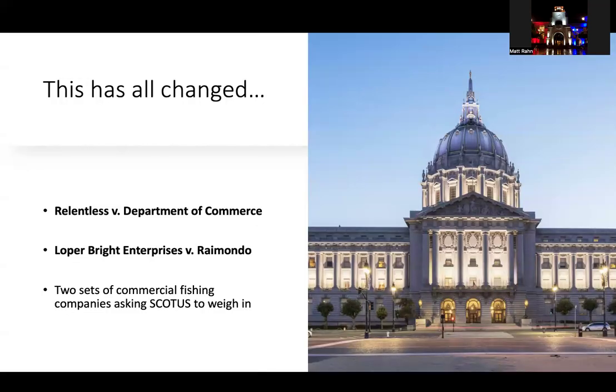Well, just last month, this all changed, really just a couple of weeks ago. It was based on two cases: Relentless versus Department of Commerce and Loper Bright Enterprises versus Raimondo. These are two sets of commercial fishing companies asking the Supreme Court to weigh in on their issue. It's surprising because what's happened in the last couple of weeks is that Chevron and 40 years of history and interpretation in the United States has been overturned.